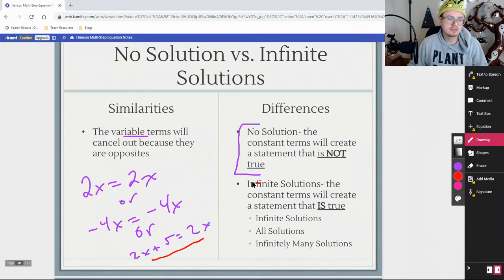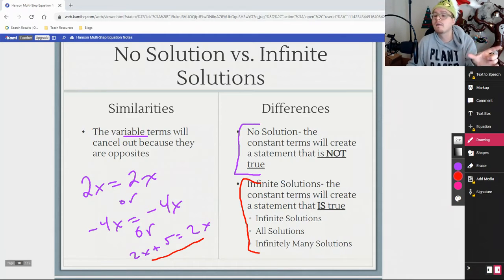Infinite solutions, the constant terms are going to create a statement that is true. So like 2x plus 0 on both sides is what you see there. 2x plus 5 on both sides. 2x plus 10 on both sides. No matter what you put in for x, the left's always going to equal the right. So these are just some of the ways you'll see it. Infinite solutions, all real numbers, infinitely many solutions. So that's the two new types. Make sure you have that in your head and you know what the two are. I'll show you some examples now.